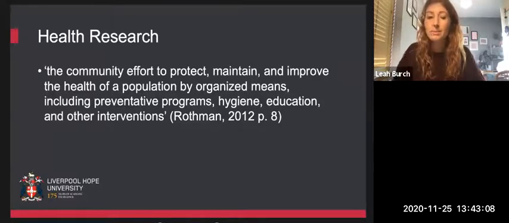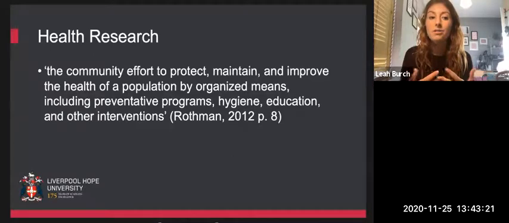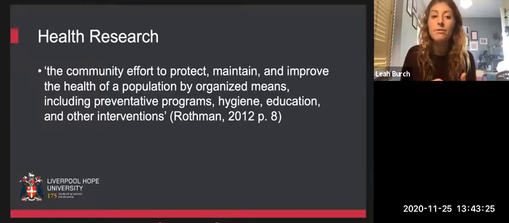So Rothman talks about this kind of wider role of health research and the positioning of health research within this wider community. Rothman argues that health research is part of a community effort to protect, maintain and improve the health of the population by organised means, including preventative programmes, hygiene, education and other interventions.